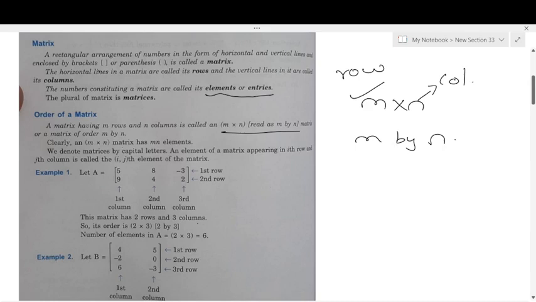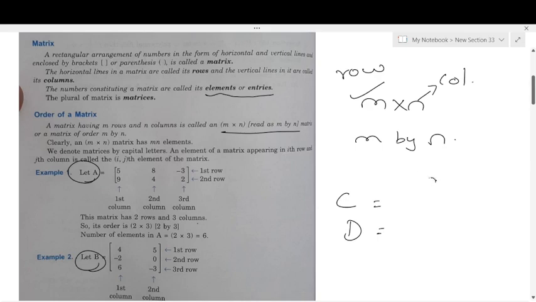Next, we denote a matrix by a capital letter, and we give it a name. We assign a name value to this. Look at let A, let B. These are the names given in capital letters. Let A, B, C, D, anything. You should assign a name to the matrix.